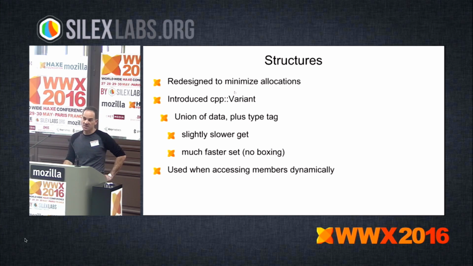But it's much faster to set because you don't actually need to box a type like you would with a dynamic. So you can set a variant to an integer. It's a very fast operation, and you don't need a memory allocation, which adds up quite quickly. So I think it'll be a good bonus across the board for people using some of these more dynamic access methods. And this is used when you query a member by name from an anonymous type. It's all using variant now instead of dynamic.